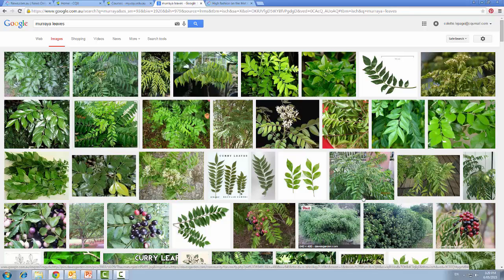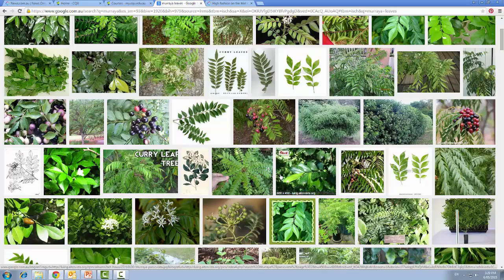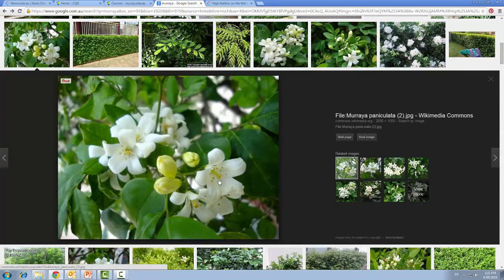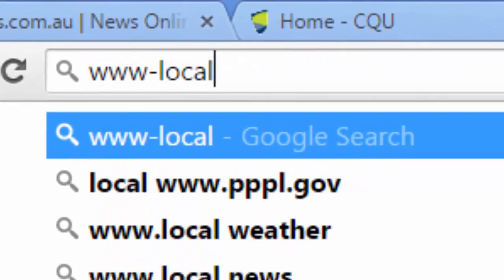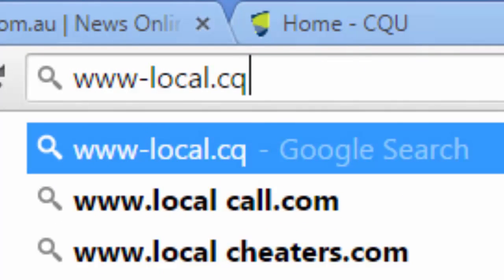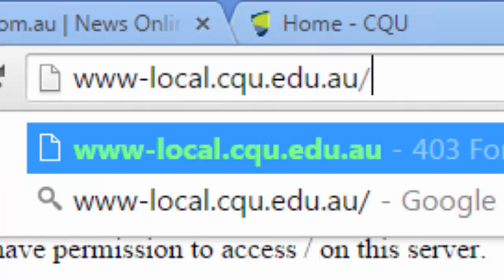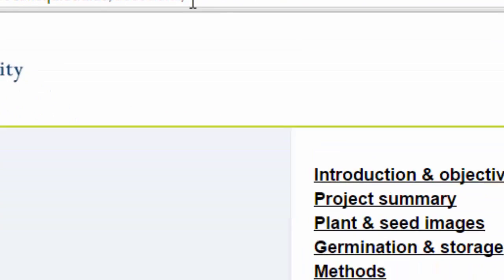So you can see the rounded leaves here, or the leaflets in here, and the Maria which is a curry leaf has got a tapering one. So now you can say that looking at the flowers, looking at the leaves, you are more or less confident that this is a Maria species. And let's look at another website which we have, that is www.local.cku.edu.au seed bank.